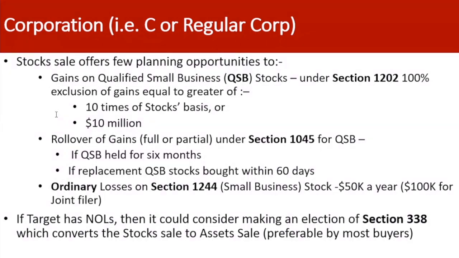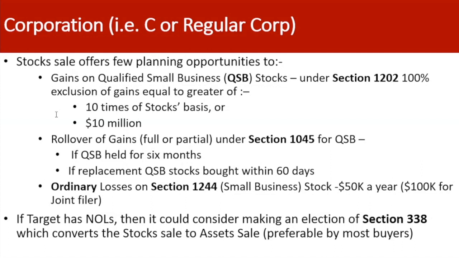If the shareholder has held the stock for 6 months, and immediately after the sale, within 60 days, you have reinvested that money into another corporation's stock. So this is another advantage. Many times, if business owners sell the business and would like to start another business venture, they can consider taking advantage of that. Just take the gains from the sale of the stock, start another company, invest into that, and you can get the gain exclusion on that.